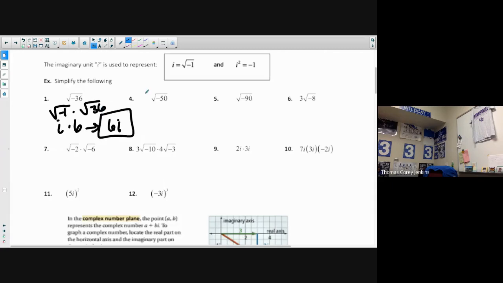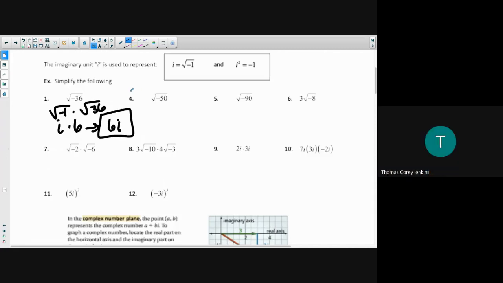All right, so I'm just going to do a few of these. Sorry, the numbers kind of are weird. We go from 1 to 4. I'm not really sure what happened there. Formatting thing. So next one, thinking about the square root of 50.